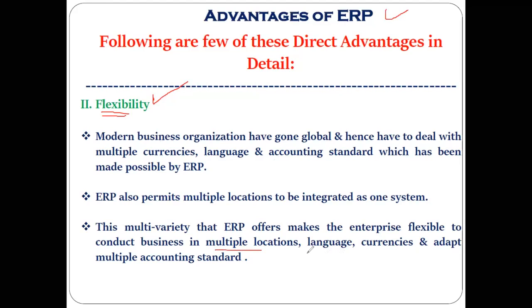A business can work in a location where languages are different from our country, where currencies can be different from our country, where accounting standards can be different from our country. So all these things can be easily managed by the ERP, and that is the reason the direct advantage is considered as ERP being flexible. I hope all of you have got this point.